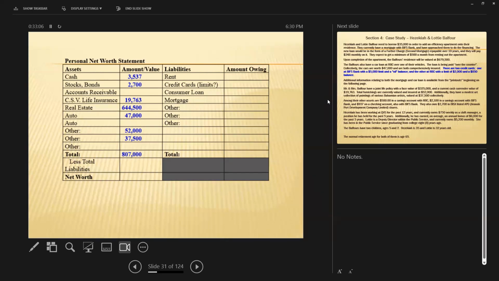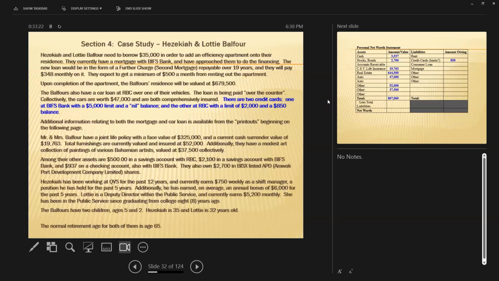Okay, so let's move over to the liabilities. They don't pay rent because they're living in the house for which they're paying mortgage. Do they have credit cards? Yes. The write-up tells us there are two credit cards, one at this bank with a $5,000 limit and a nil balance, and the other at RBC with a limit of $2,000 and an $850 balance. So what amount goes into credit cards?